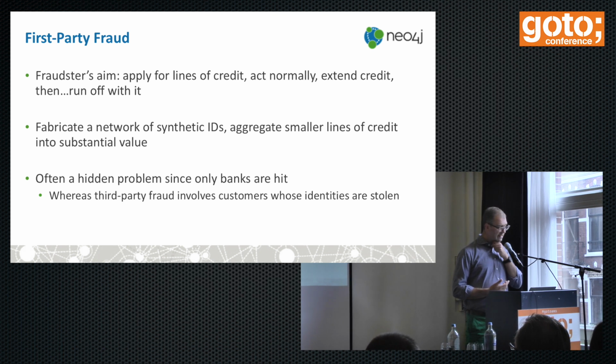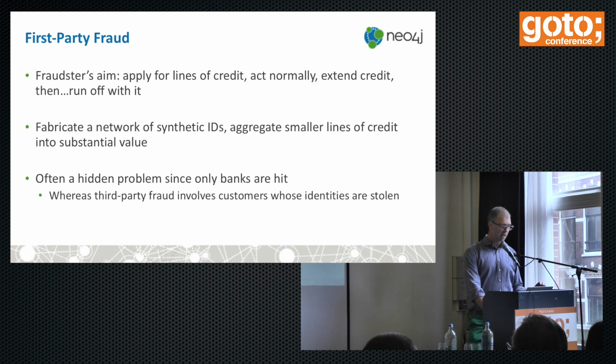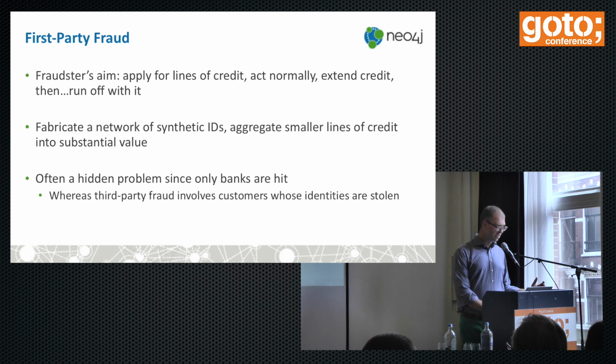For example, in this particular kind of fraud, which people call first-party fraud, what they try to find is lines of credit, extend credit, and then form networks of people that all apply for the same kinds of resources, and then take advantage of the situation and run with the money. This is a very well-known pattern of fraud, where people fabricate synthetic IDs, have all these smaller lines of credit, and then amass that into something of much more substantial value.